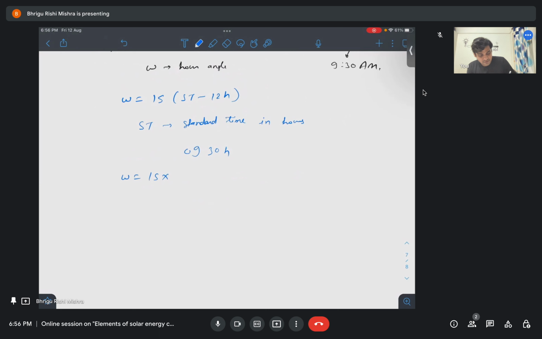So if we calculate omega for this case, it will come out to be 15 into minus 2.5, which is minus 37.5 degree. So this is the angle which we will consider. Here 9:30 can simply also be written as 9.5 hour. So 9.5 minus 12 is nothing but minus 2.5. That is why we are getting this minus 37.5.